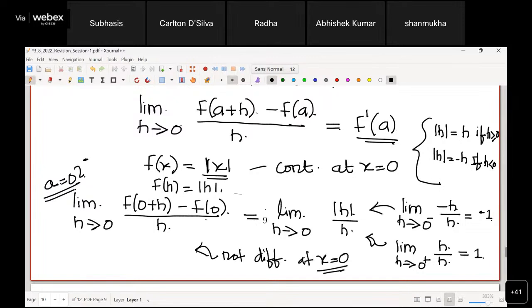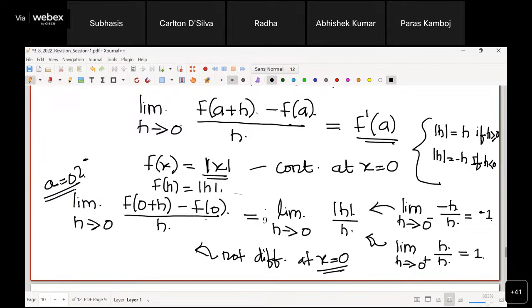Sir, so we can say that at x equal to 0, two different limits are not equal, so it won't be continuous. No, this is continuous. This is a continuous function. This function is not differentiable. Sir, limits are not equal.